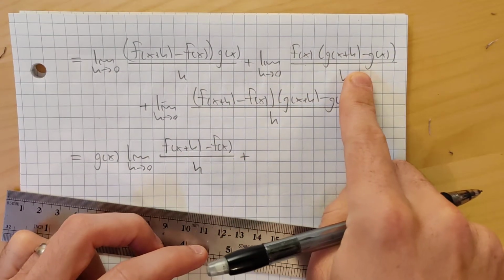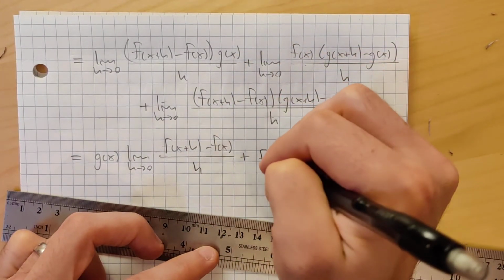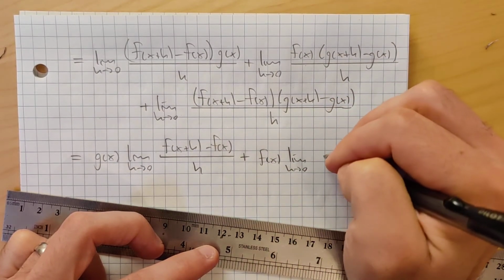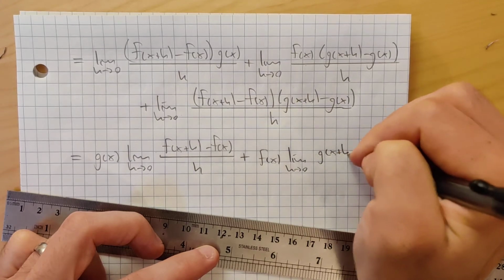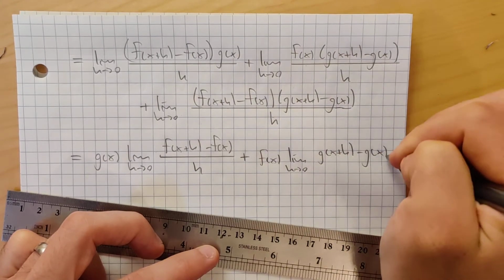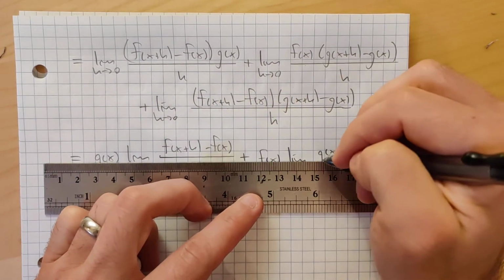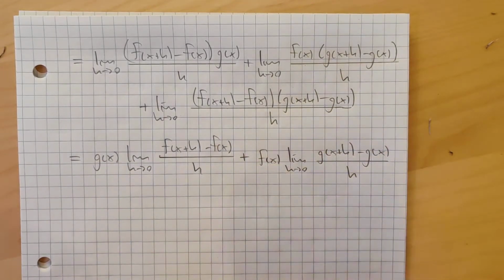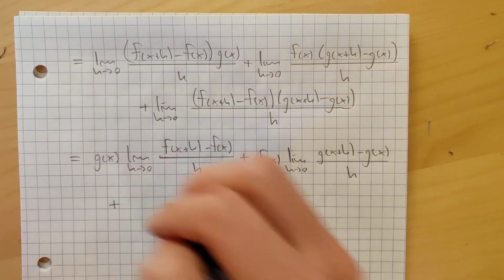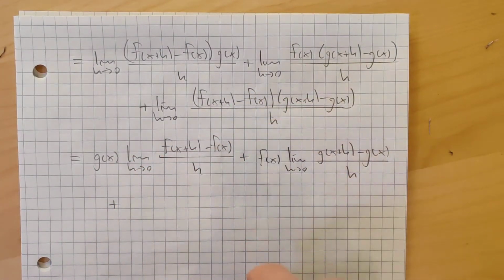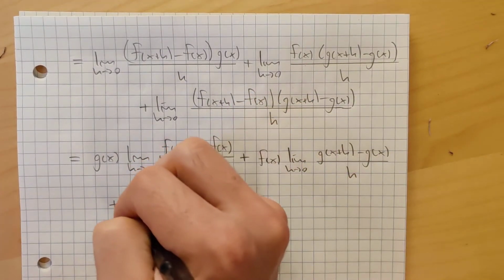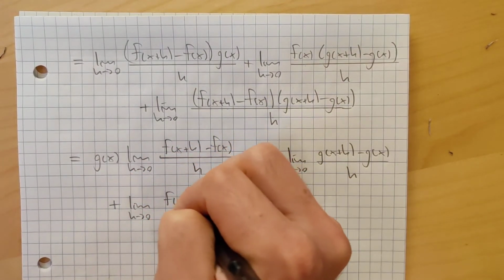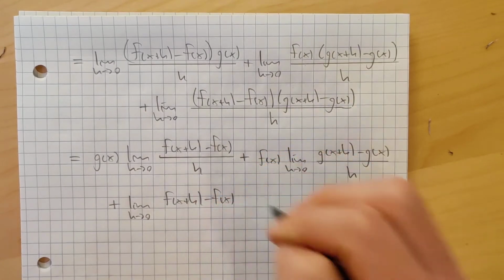Plus, same idea here. Pull the f of x out front because it does not depend on h. Limit as h approaches 0 of g of x plus h minus g of x over h. And then finally this third one, I'm going to do something slightly different. I'm going to split it up as a product of two limits. And again, I know I can do that as long as both those limits exist. The limit laws tell me that.